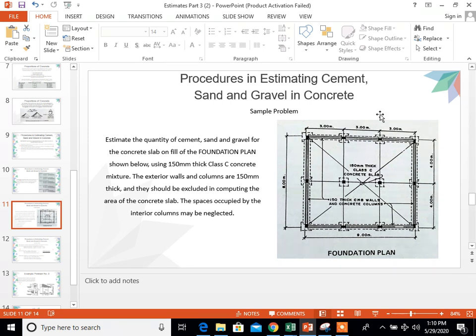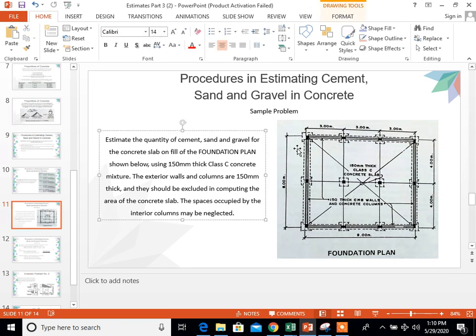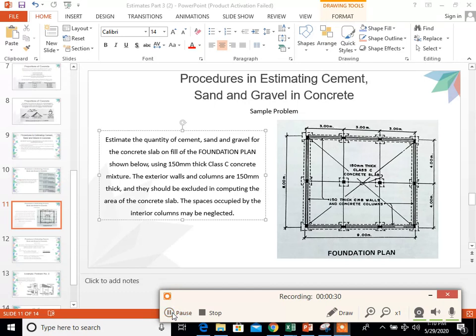Problem number 1, procedures in estimating cement, sand, and gravel in concrete. Estimate the quantity of cement, sand, and gravel for the concrete slab on fill of the foundation plan shown below. Using 150 mm thick Class C concrete mixture, the exterior walls and columns are 150 mm thick, and they should be excluded in computing the area of the concrete slab. So, the spaces occupied by the interiors may be neglected.